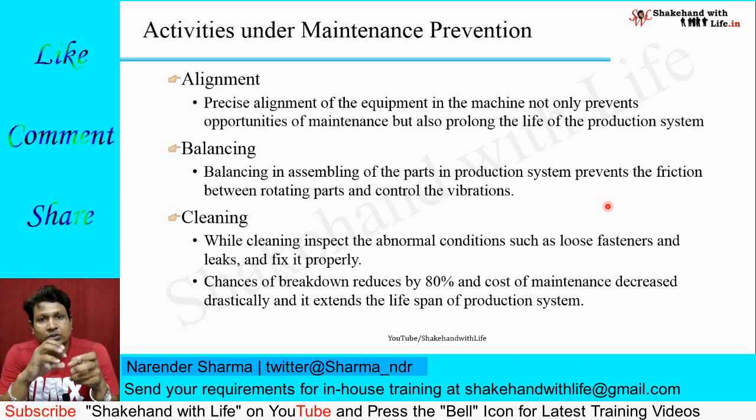Most of the parts in the production system are connected with each other through gears, and one part rotates another part with the help of a gear. So while assembling the production system or the manufacturing process, the assembling should be done in a balanced way so that there is minimum or no friction between the parts, because friction deteriorates the condition of the parts, and the balancing also controls the vibration in the production system.